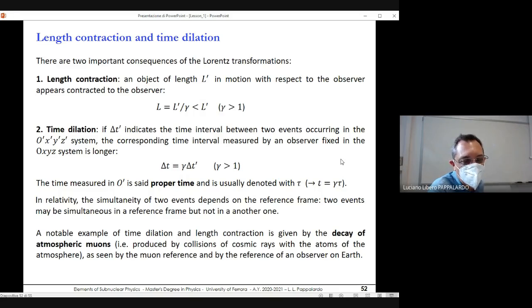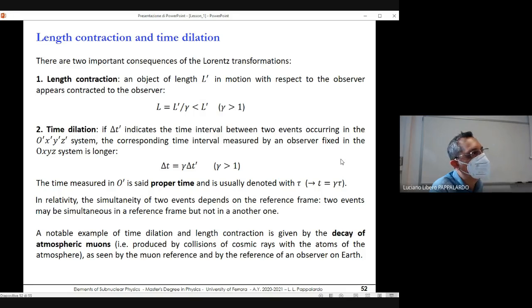Now, a notable example of time dilation and length contraction is given by the decay of atmospheric muons, which are produced by the collision of cosmic rays with the atoms in the atmosphere. You know that cosmic rays are extremely high energetic particles, such as protons, but also light nuclei, even up to iron, that are produced in extremely energetic phenomena in the cosmos, like a supernova explosion or whatever. They travel around the universe. Of course, they are deflected by magnetic fields along their path. And some of them, of course, reach our Earth.